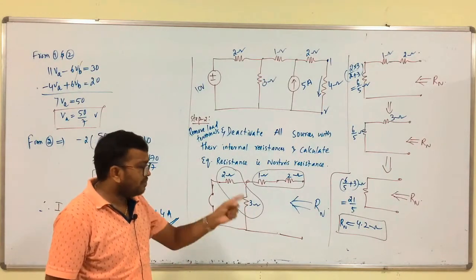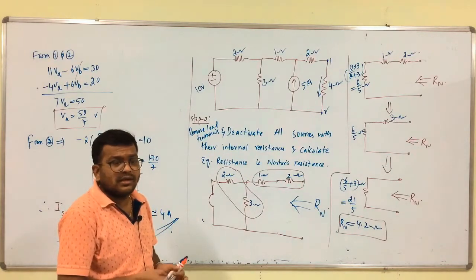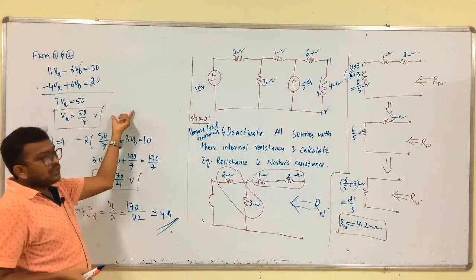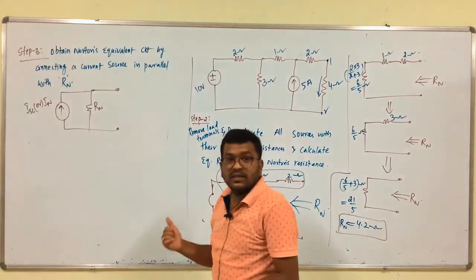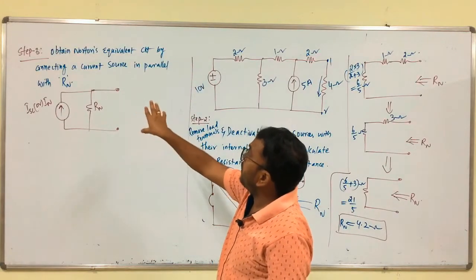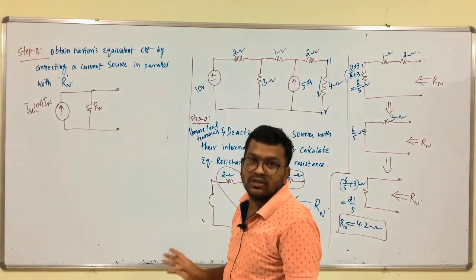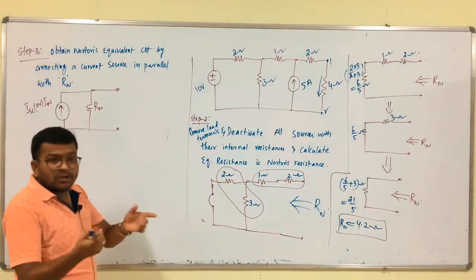Now, we have to obtain the equivalent circuit of Norton's, that is a current source in parallel with that Norton's resistance, that is step 3. So, this is step 3, that is obtain Norton's equivalent circuit by connecting a current source in parallel with Norton's resistance. So, what is the value of ISC? That is approximately 4 amps, no?